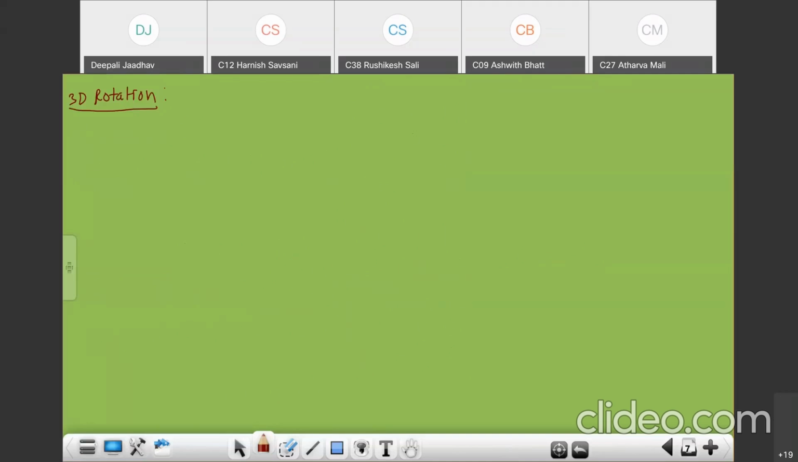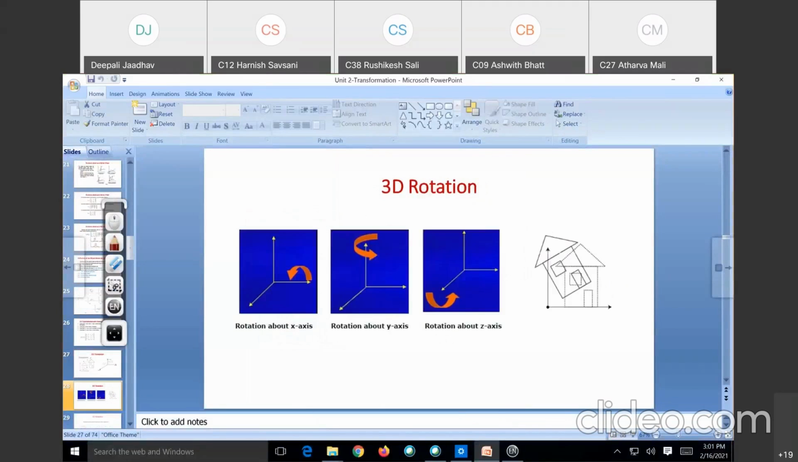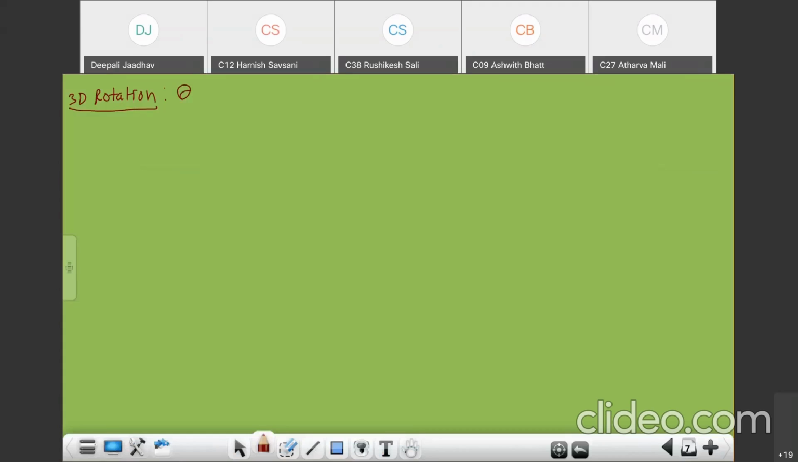We need to specify the angle of rotation. What is the angle normally? It is theta, the angle of rotation, and also the axis of rotation. Do we want to rotate about the x-axis, y-axis, or z-axis? So along with the angle theta, we need to specify whether we want to rotate about the x-axis, y-axis, or z-axis. Both values we need to give for the rotation of an object. So here we require the angle theta by which we want to rotate, and the axis.